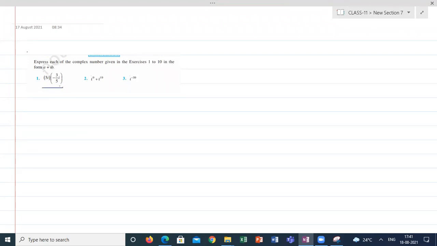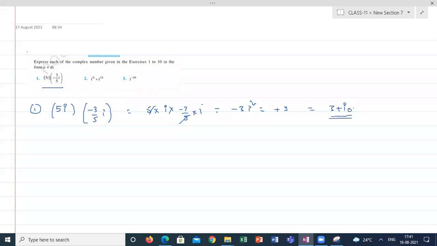They're asking us to express in the form of a plus ib. How can we express this in the form of a plus ib? Anyone? 5i into minus 3 by 5 into i. This can be written as 5 into i into minus 3 by 5 into i. This is minus 3i square. The answer is plus 3. This can be written as 3 plus 0i. Am I right or wrong, guys? Yes, sir.